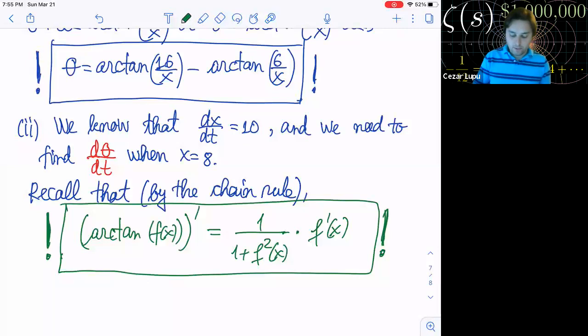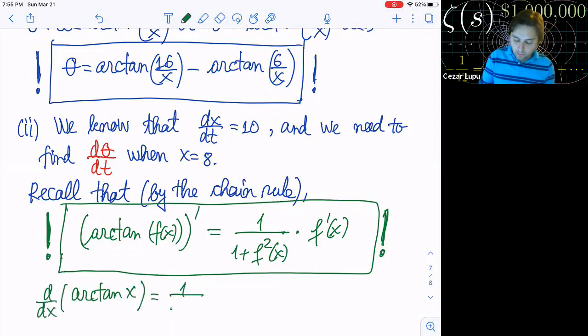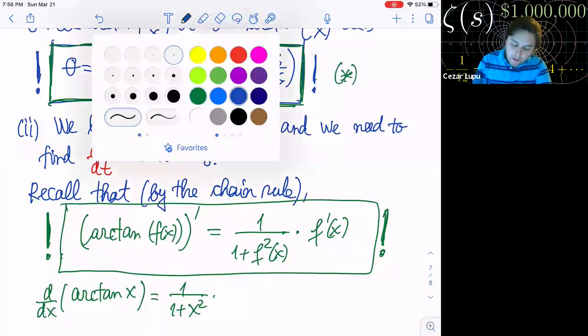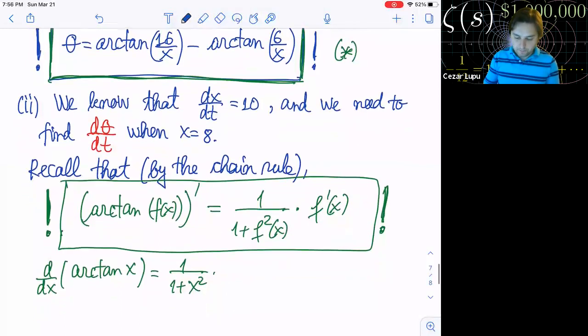Remember, we also keep in mind that the derivative with respect to x of arctan of x was 1 over 1 plus x squared. So this is just an extension of this. Now we're going to use this. We can relate theta and x, right? Once we do this, let's take the derivative with respect to t. Let me call this star. Now differentiating star.